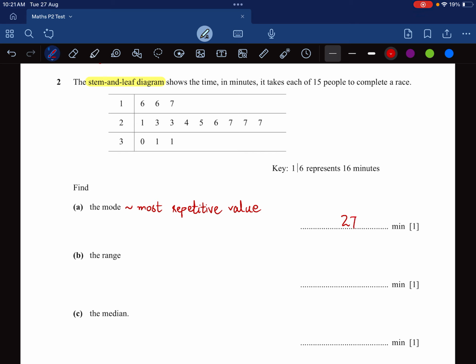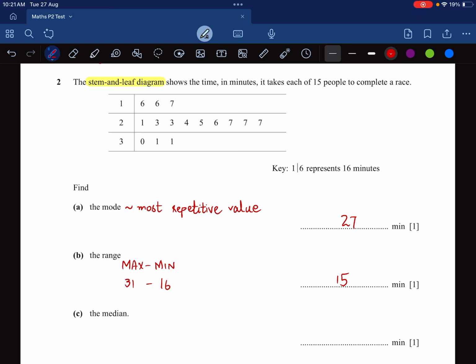Okay, part 2, range. We clearly know what the range is. Range is the maximum value minus minimum value. Okay, now what is your maximum value? See, in a branch of 3, 31. 31 is your maximum value. And the minimum value is 16. Alright, the maximum value is 31 and the minimum value is 16. So 31 minus 16 and you're going to get your range as 15.